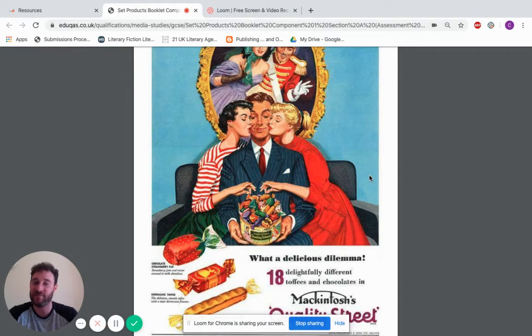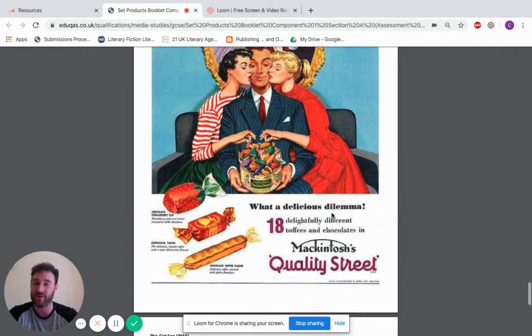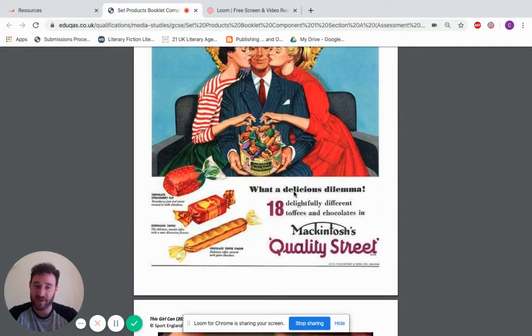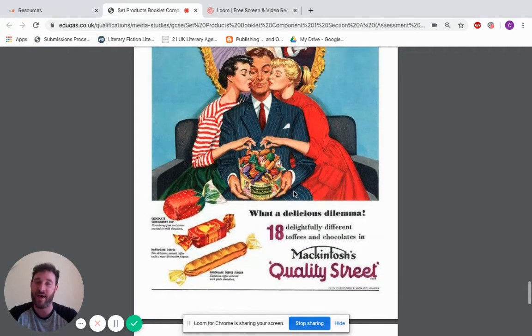That in his new position in society gives him so much power that he can select one of these women as easily as he can select one of the chocolates. So that is anchored by this idea of a delicious dilemma. It's saying, oh, this is a nice problem to have, basically. You know, buy this product, you'll find yourself having to make very, very nice decisions, not difficult decisions like, oh, goodness, should I buy this or should I heat my house this week?